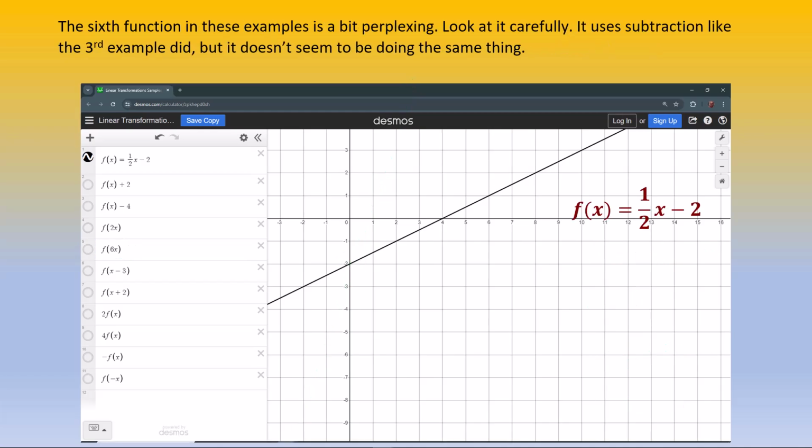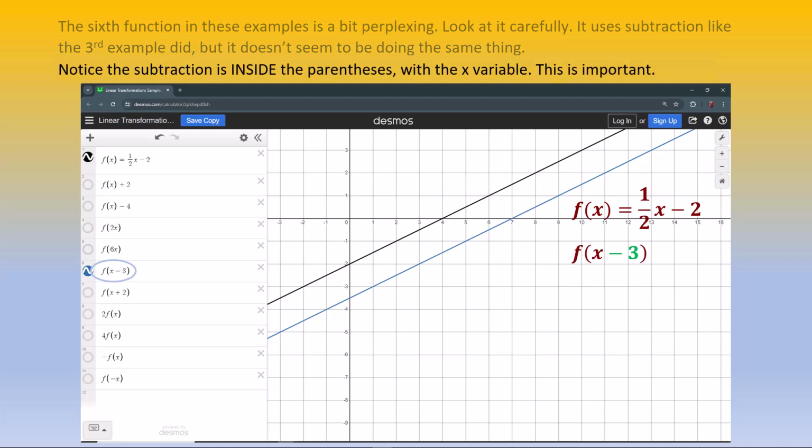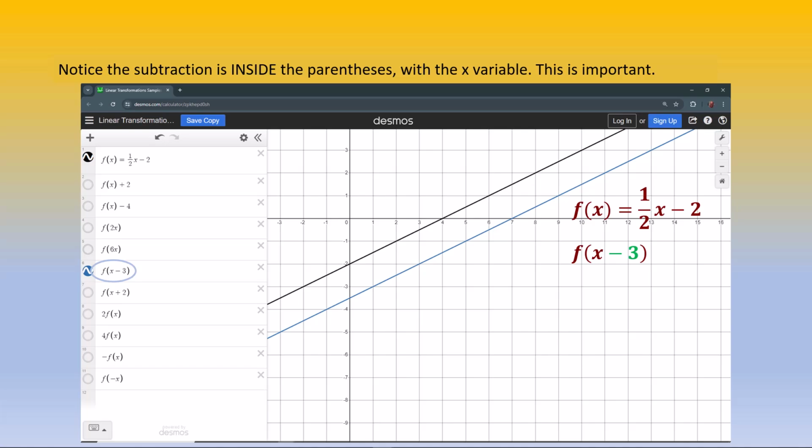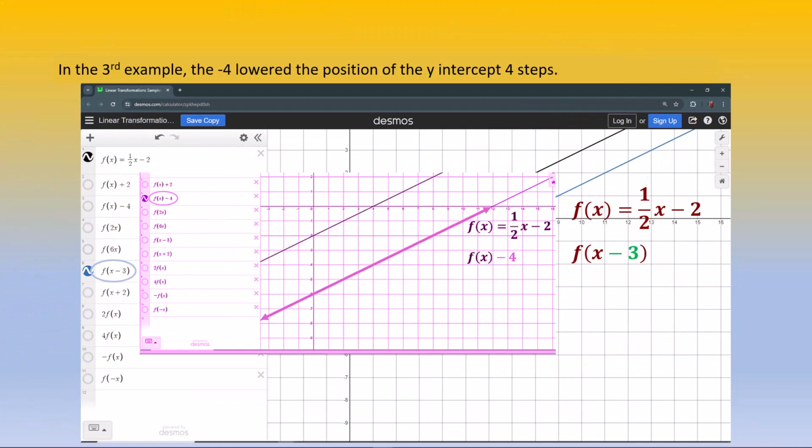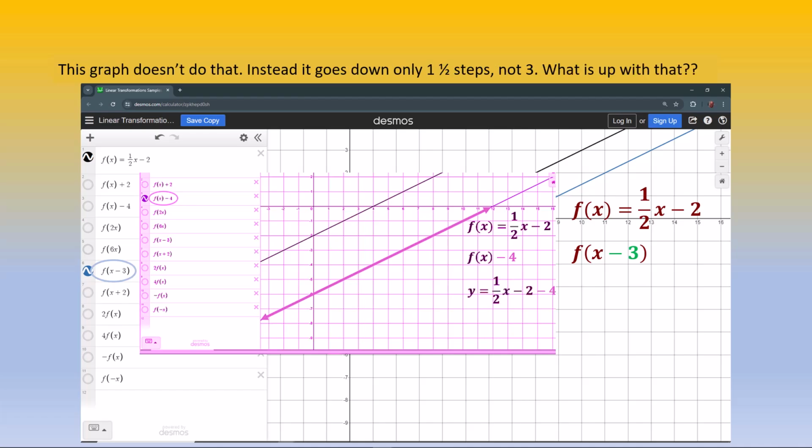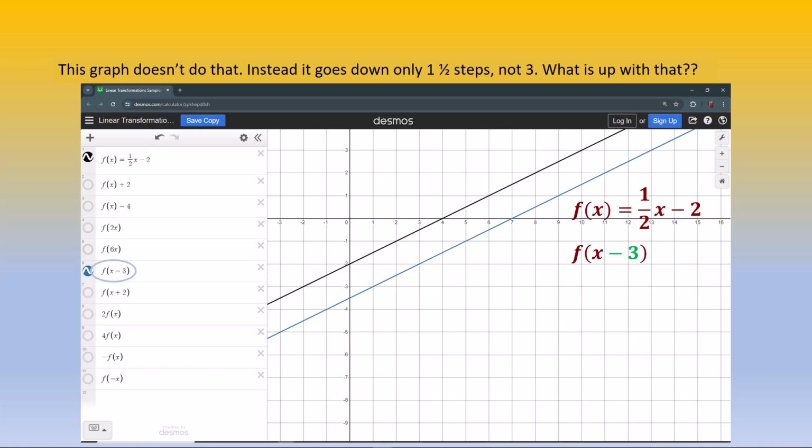The sixth function in these examples is a bit perplexing. Look at it carefully. It uses subtraction like the third example did, but it doesn't seem to be doing the same thing. Notice the subtraction is inside the parentheses with the x variable. This is important. In the third example, the -4 lowered the position of the y-intercept 4 steps. This graph doesn't do that. Instead, it goes down only 1.5 steps, not 3. What is up with that?